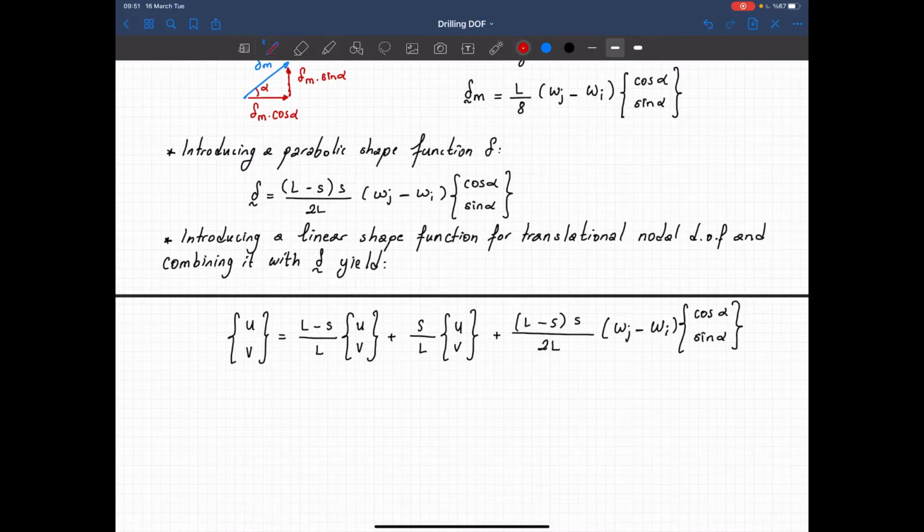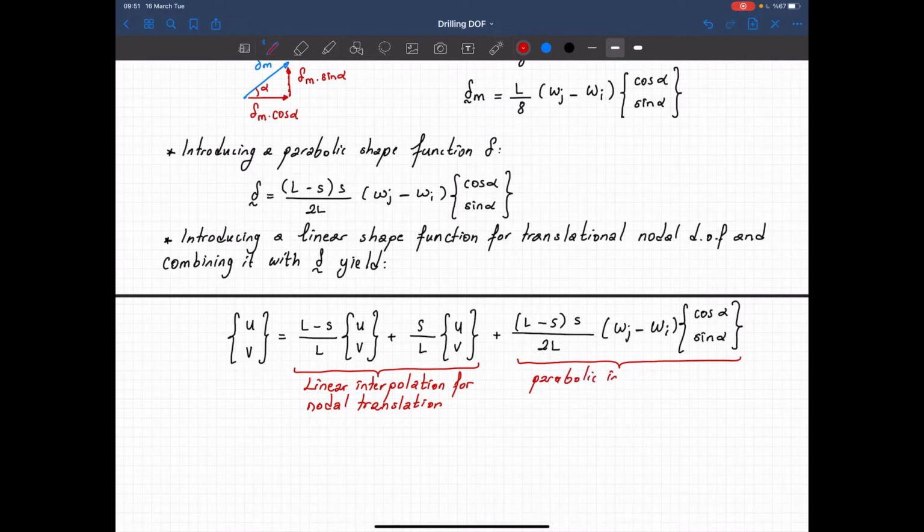So this interpolation was for a single edge, and this is a linear interpolation for nodal translation, and we have a parabolic interpolation for nodal rotation, or let's call it drilling rotation. Okay, now this is for a single edge.